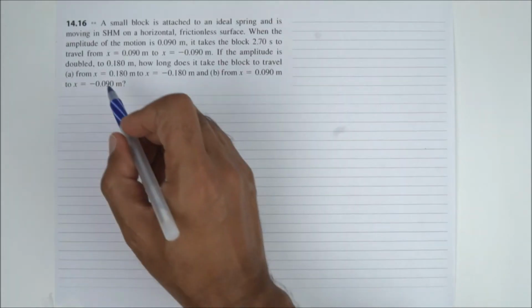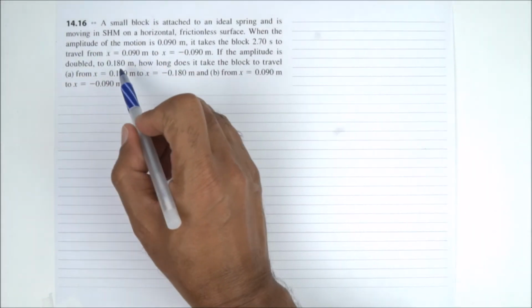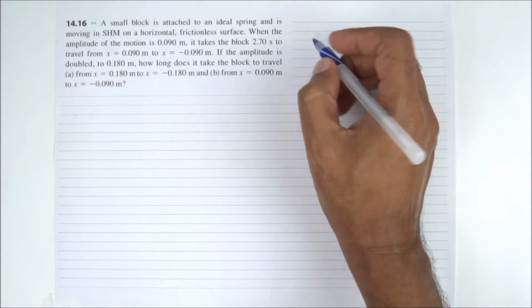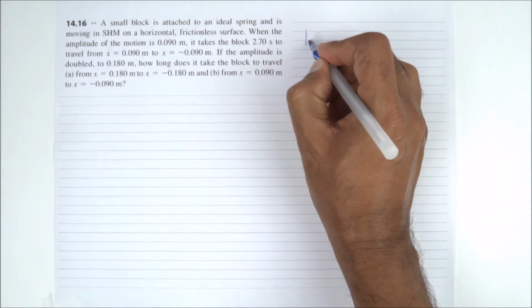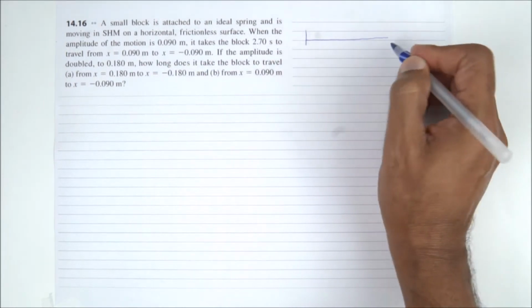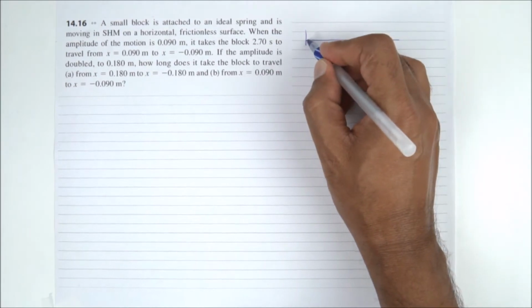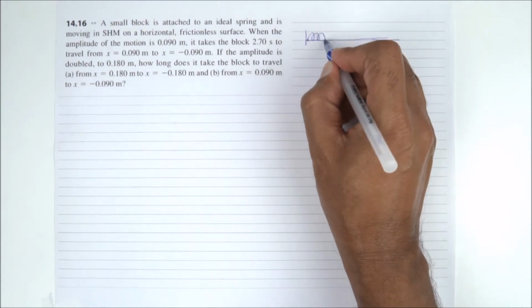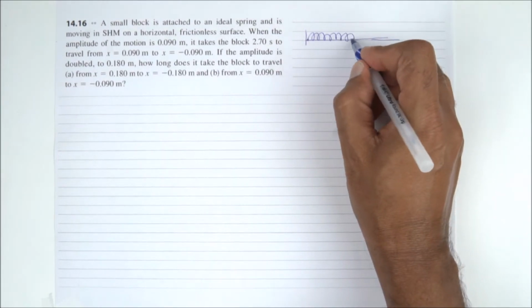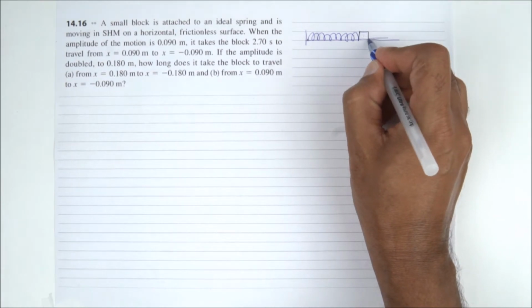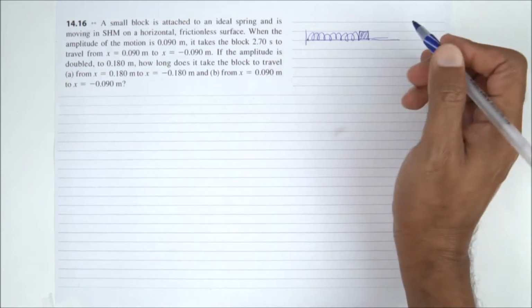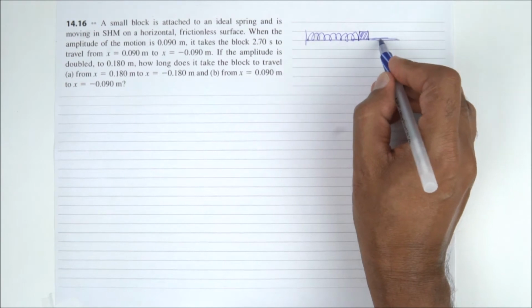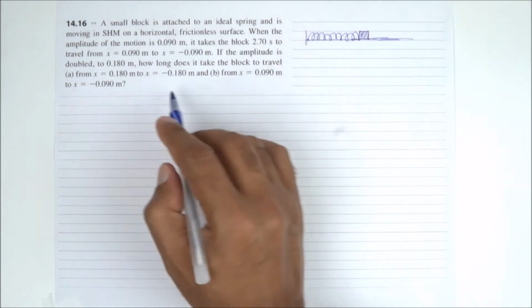Okay, let's do problem 14.16. It's about simple harmonic motion. So let's make a simple diagram first. That's the horizontal surface, and there is a spring right there, and a block is attached, and it is undergoing SHM, back and forth motion.